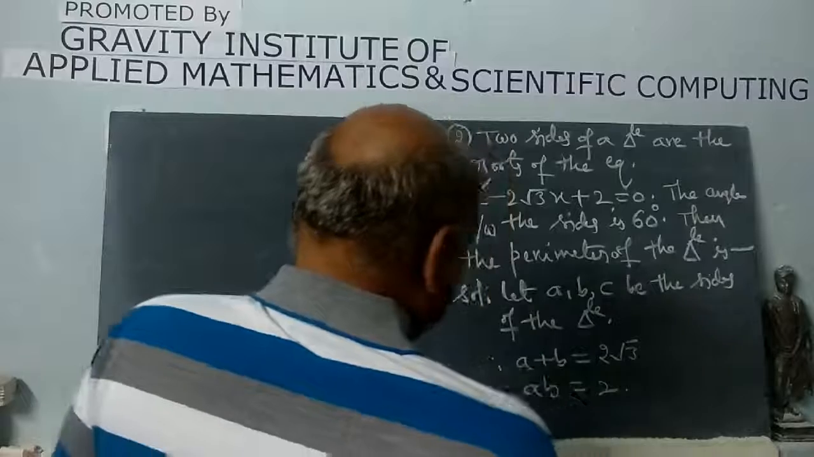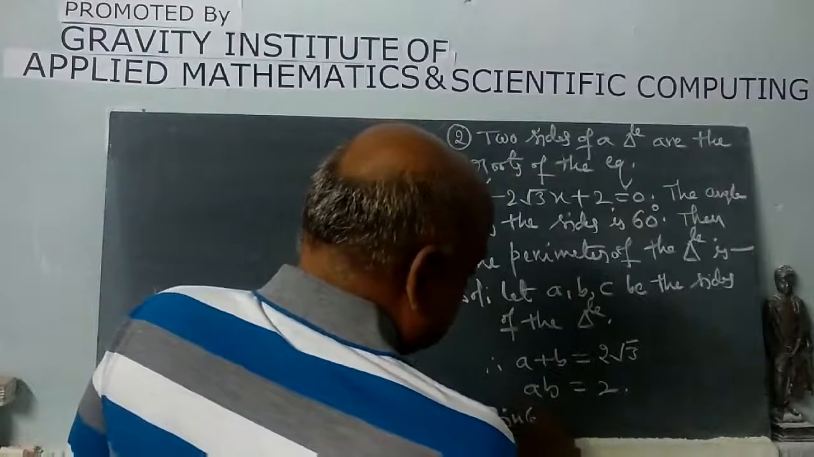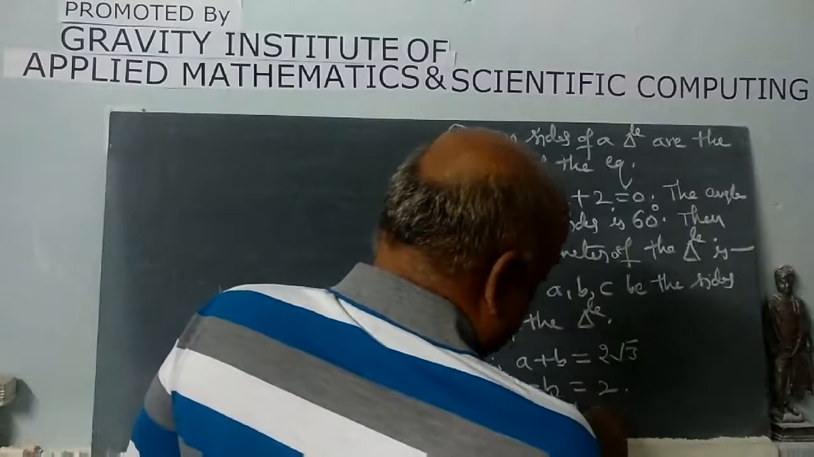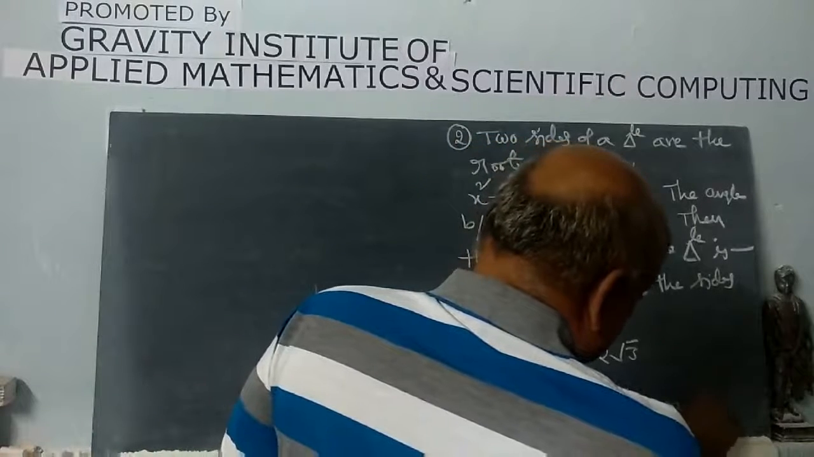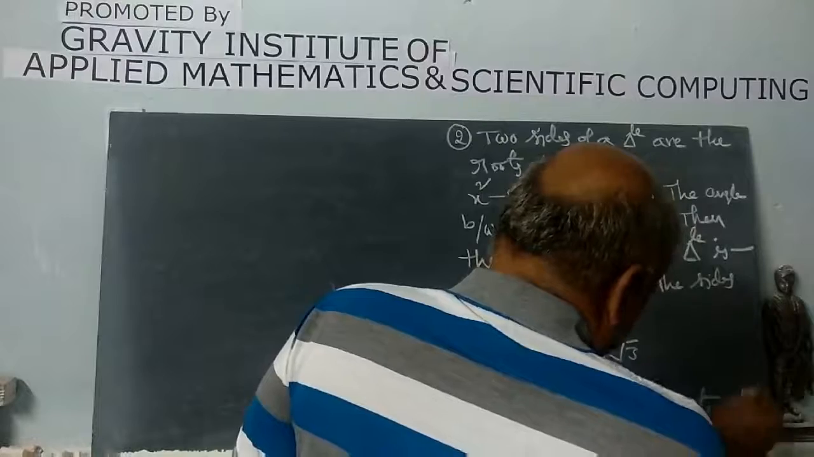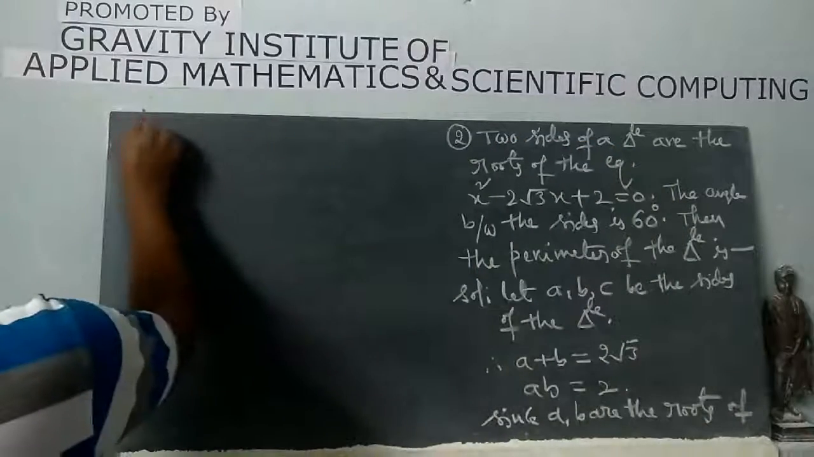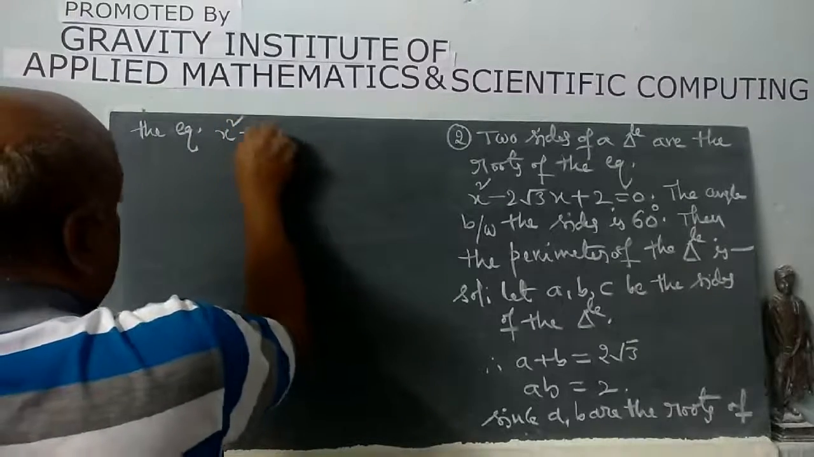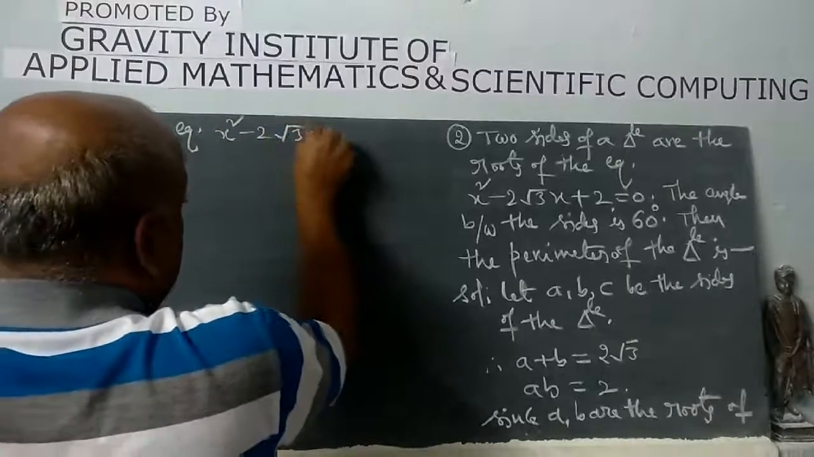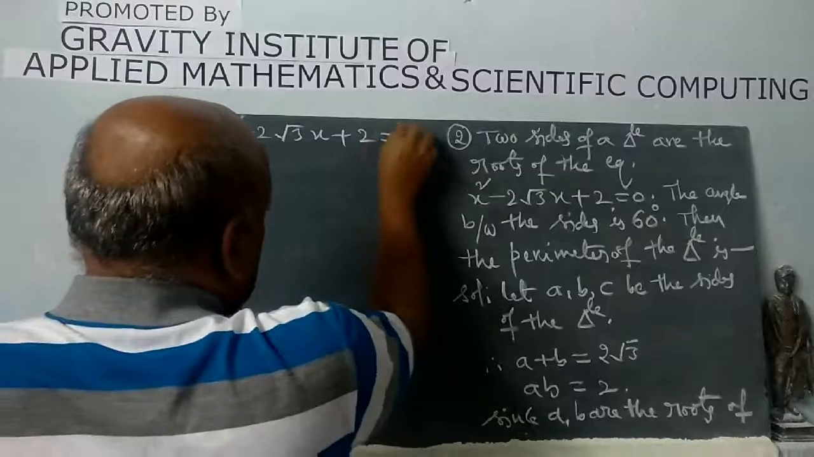Since a, b are the roots of the equation x square minus 2 root 3x plus 2 equal to 0.